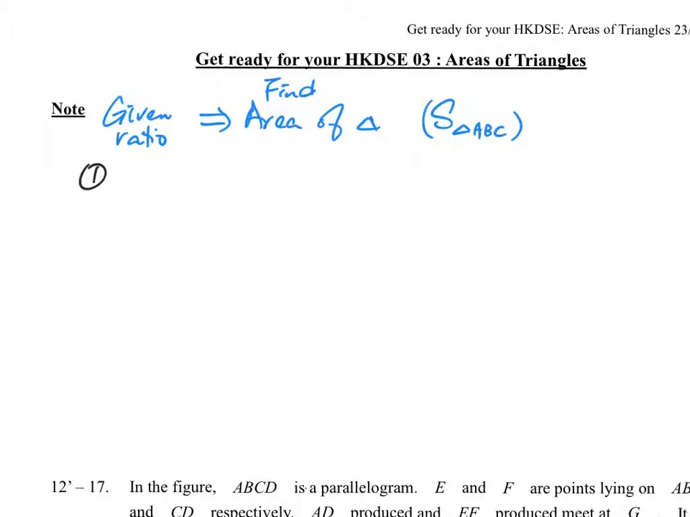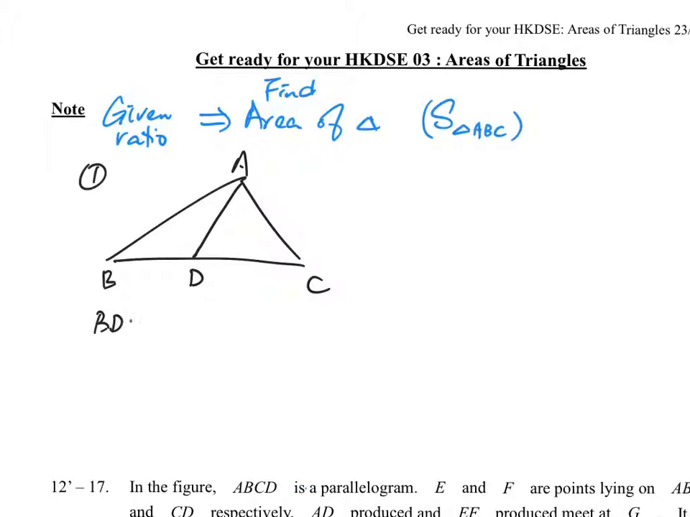Type number one: areas of triangles with the same height. For example, you have a very big triangle ABC, and there's a line AD which cuts the base into BD and DC. Now I tell you that, for example, BD to DC is equal to 2 to 3. The concept is as follows: for triangle ABD, the height will be H. Similarly, for triangle ADC, the height is also H.